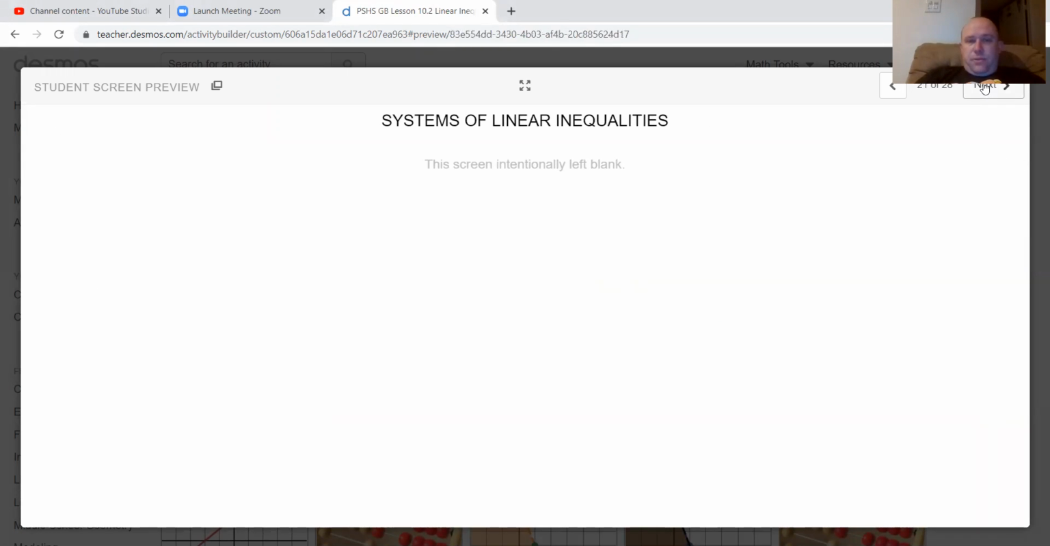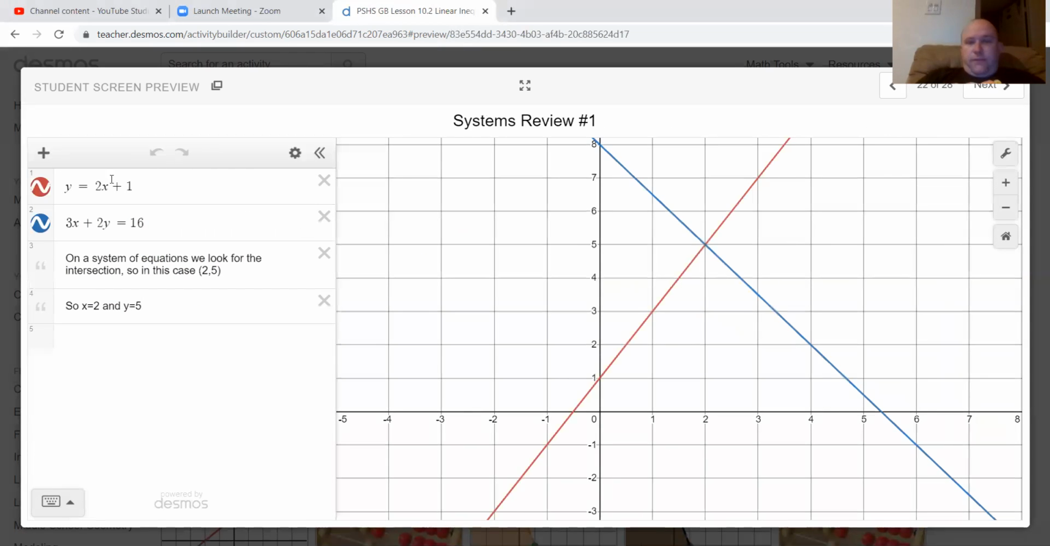Now, that's going to help us as we move on to systems. So first of all, just review what a system of equations is with the equal sign. That's going to be two lines that are graphed, and you actually look where they cross. So 2, 5 is the intersection. So that means x equals 2 and y equals 5 is the solution to that problem.